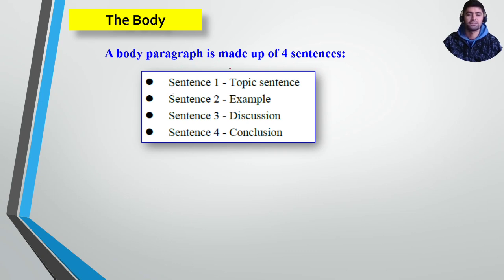A body paragraph is made up of 4 sentences. First one has to be the topic sentence. Sentence 2 is an example. Sentence 4 is the discussion, and the last sentence in your paragraph is the conclusion.